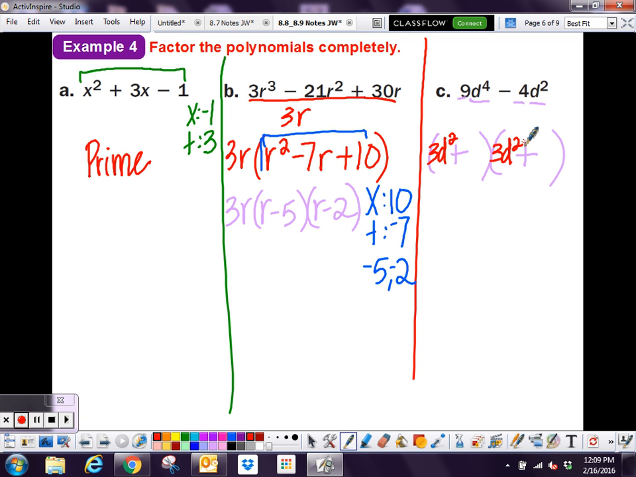And then, okay, so 3d squared plus, and then it would be 2. That's the square root of 4, and what's the square root of d squared? D. And we're done with that one.